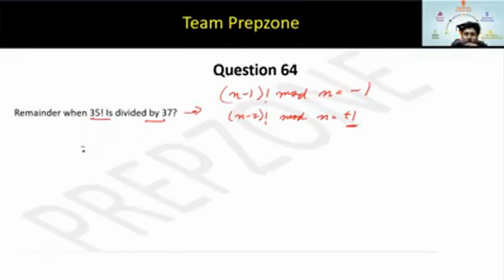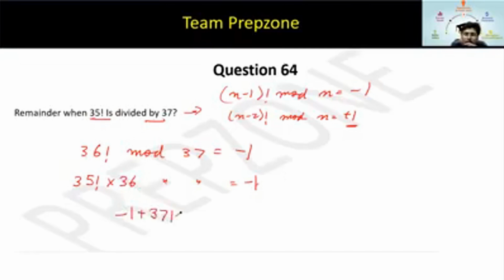This is 35 factorial. I know that 36 factorial mod 37 will be minus 1, right? I can write it as 35 factorial into 36 mod 37 is minus 1. Again, the same thing that we did in Euler, guys. Remember, I have to make minus 1 a multiple of 36. This is minus 1 plus 37k, and minus 1 plus 37k mod 36 equals 0.